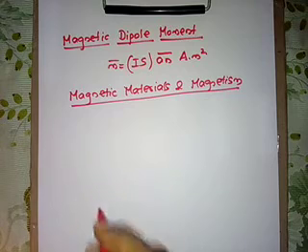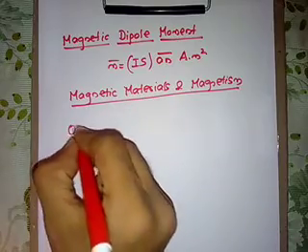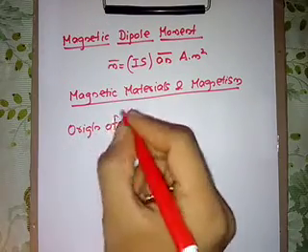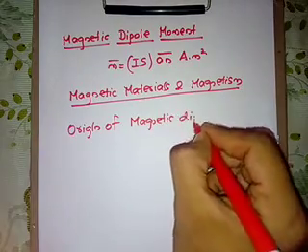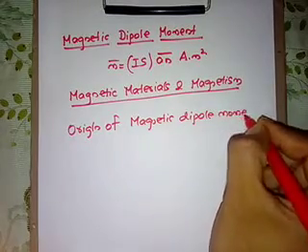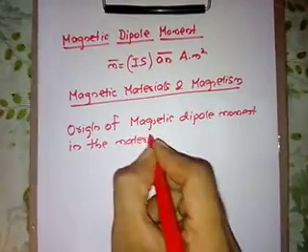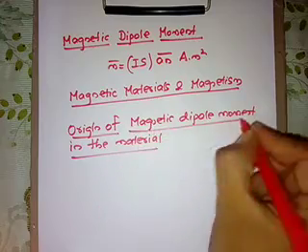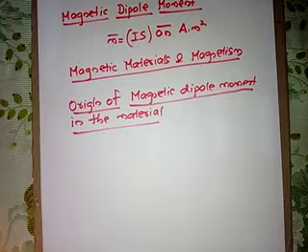Let us go through the origin of magnetic dipole moment in the material. Magnetic materials are classified based on the magnetic dipole moments, right? In general, there are three different types of angular movement of an atom, right?